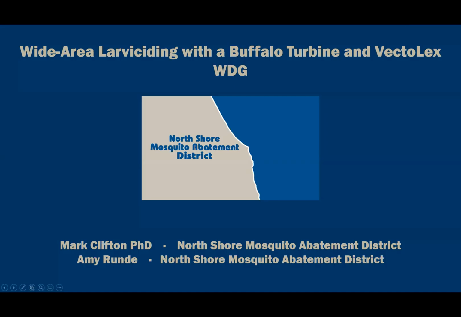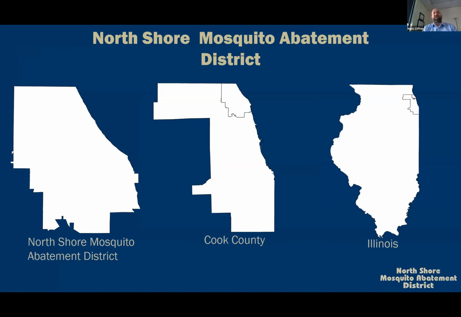Okay. So I am the Executive Director of the North Shore Mosquito Abatement District, and today I'm going to talk about wide area larviciding with a buffalo turbine and Vectolex WDG. Typically, you see this kind of larviciding with Vectobac WDG, especially for container mosquitoes. And we thought it would be interesting to try this for floodwater habitat, especially here in our kind of unique district.